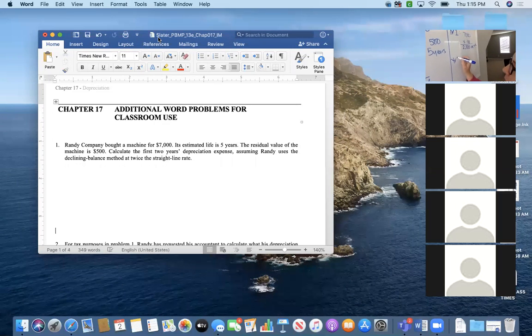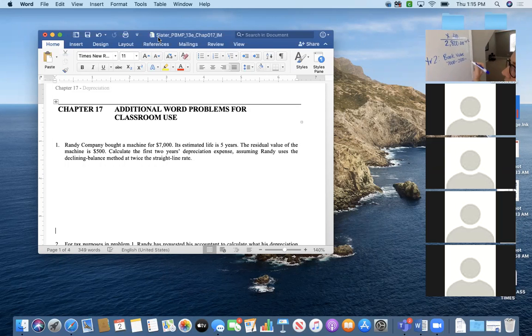For year two, our book value is our $7,000 minus the $2,800 of accumulated depreciation. Our book value is $4,200. That $4,200 is what we want to take 40% of this year. So our depreciation in year two is $1,680.